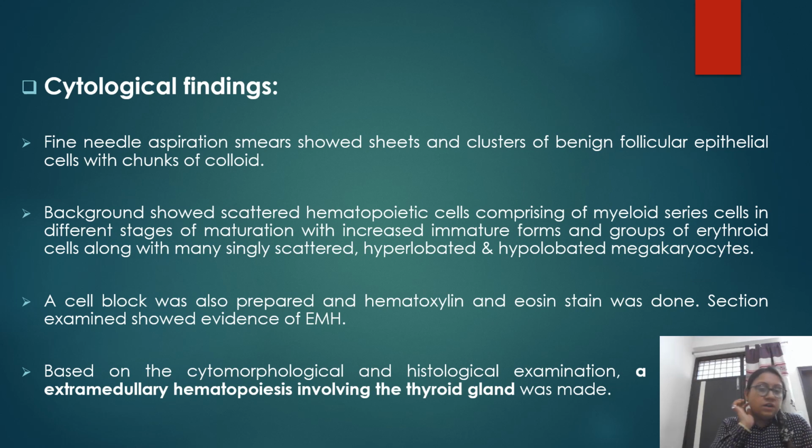So coming to the cytological findings, when we did the FNA, after FNA we study the smear under the microscope. What we got were sheets and clusters of benign follicular epithelial cells with chunks of colloid. I'll show you the clinical and the cyto pictures.